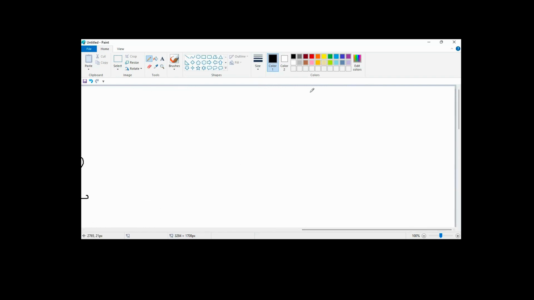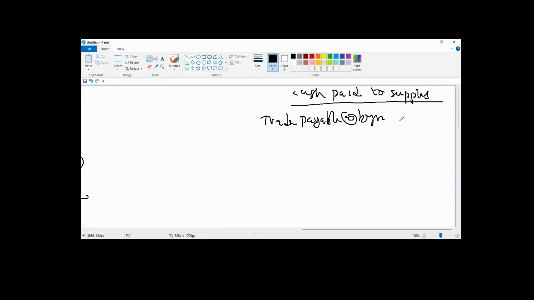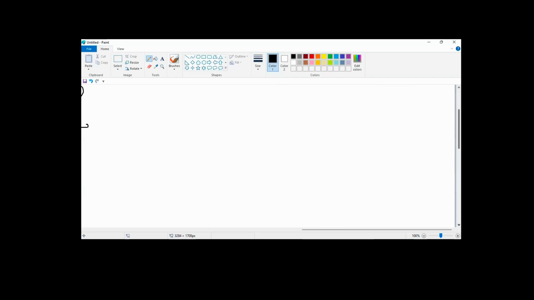Let's calculate cash paid to suppliers. What connects me and my suppliers? Trade payables. Trade payable at the beginning. What is the trade payable? 5,000. Add purchases. I will not see purchases, so in the absence of purchases, let me calculate the determination of purchases.